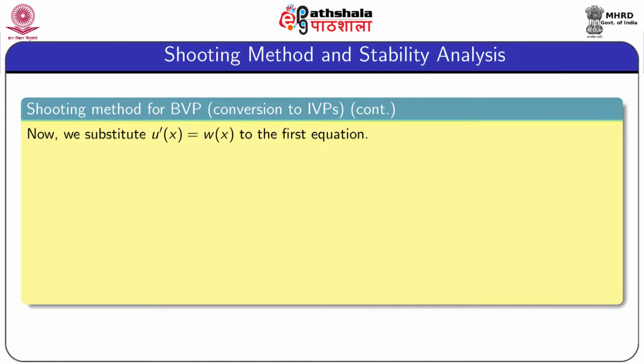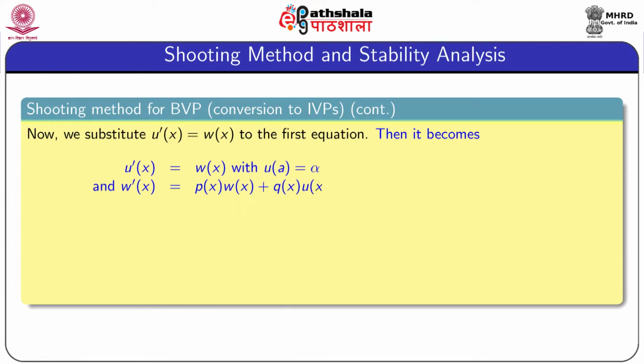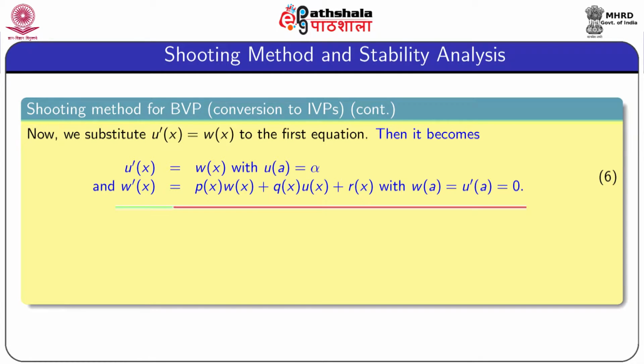Now, to solve equations 2 and 3, we substitute u prime of x equal to w(x), where prime represents the derivative with respect to x, in the first second order initial value problem. Then it becomes u prime x equal to w(x) with u(a) equal to alpha, and the second equation of the first problem is w prime x equal to p of x into w(x) plus q of x into u(x) plus r(x) with the initial condition w(a) equal to u prime a equal to 0. So, this is a pair of first order differential equations of the form dy/dx equal to f of x, y, z, and this can be solved by the Runge-Kutta method.